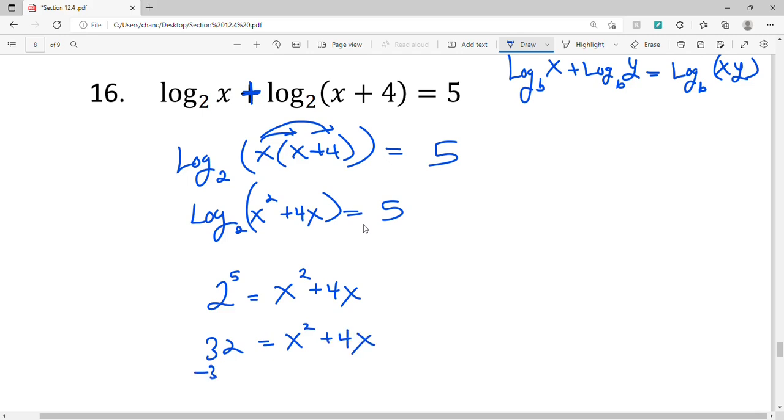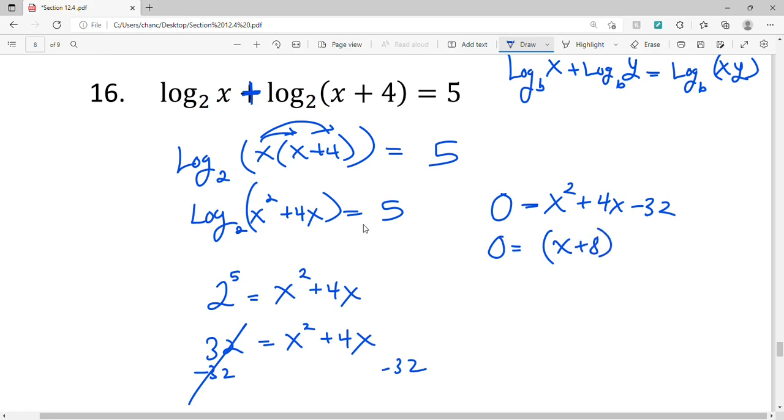Again, we'll set this equal to 0. Subtract 32 to both sides. I have 0 equals x squared plus 4x minus 32. And so I can actually factor this as x plus 8 times x minus 4. And that means we have two possible solutions. X could be equal to negative 8, or x could be equal to positive 4.